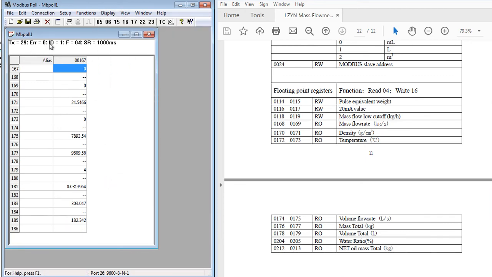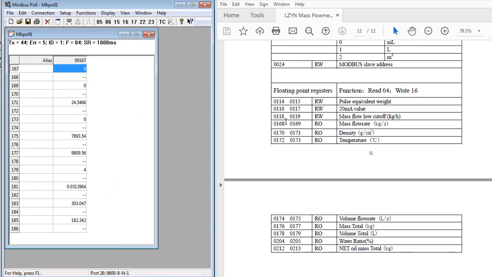So there's no errors, and I'll show you an error by unplugging the device. Pull it out, we'll count some errors. There's the errors, plug it back in. So you see the device is alive.